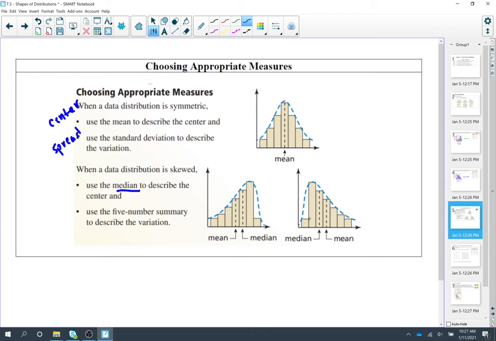So if your data is skewed, for your center, you're going to want to use the median. And then for your spread or your distribution, you're not going to want to use the standard deviation, which relies on the mean. You're going to want to use the 5-number summary to describe how far spread out it is.